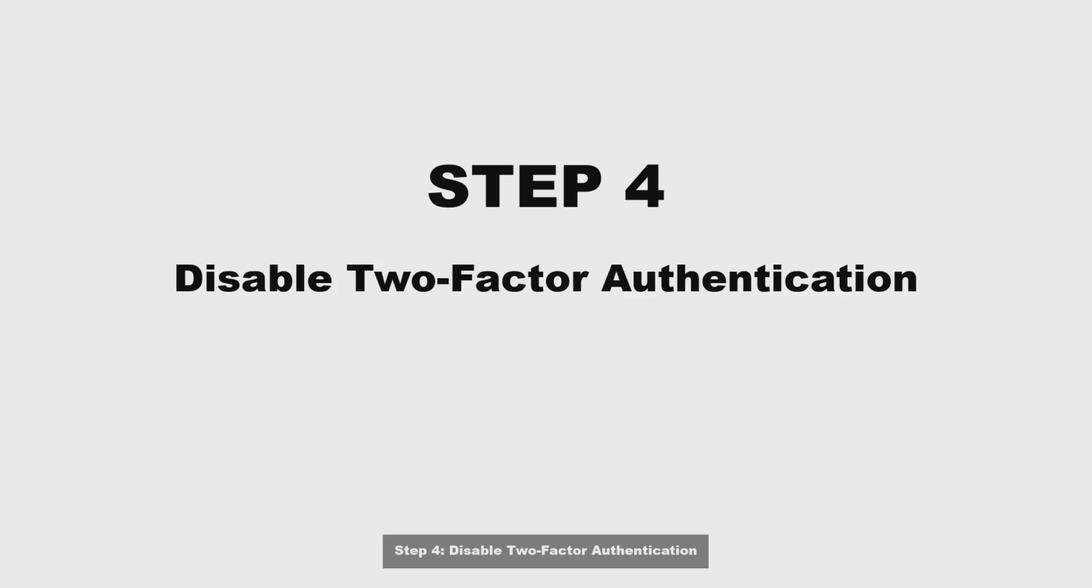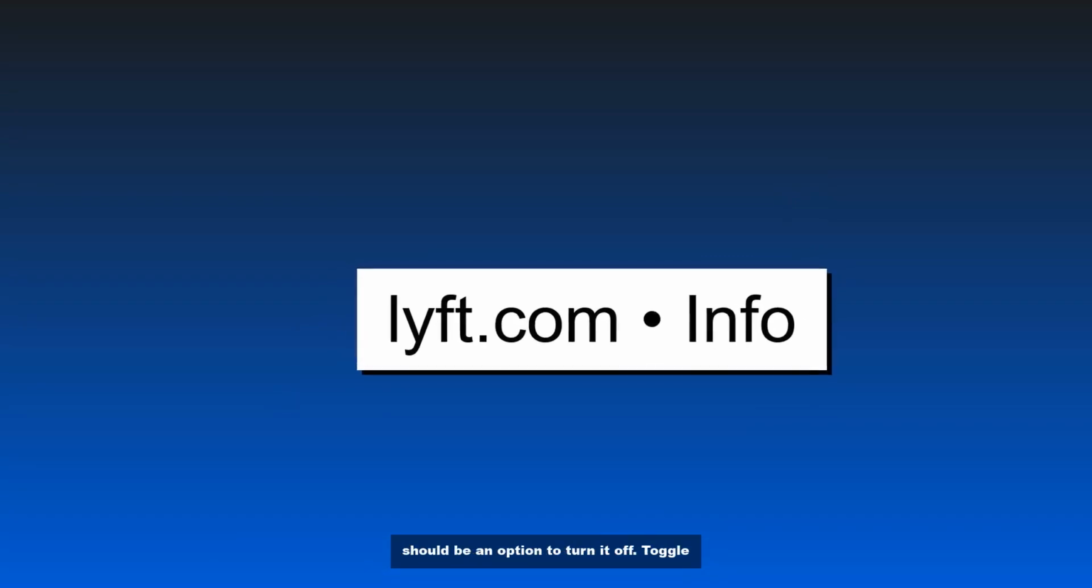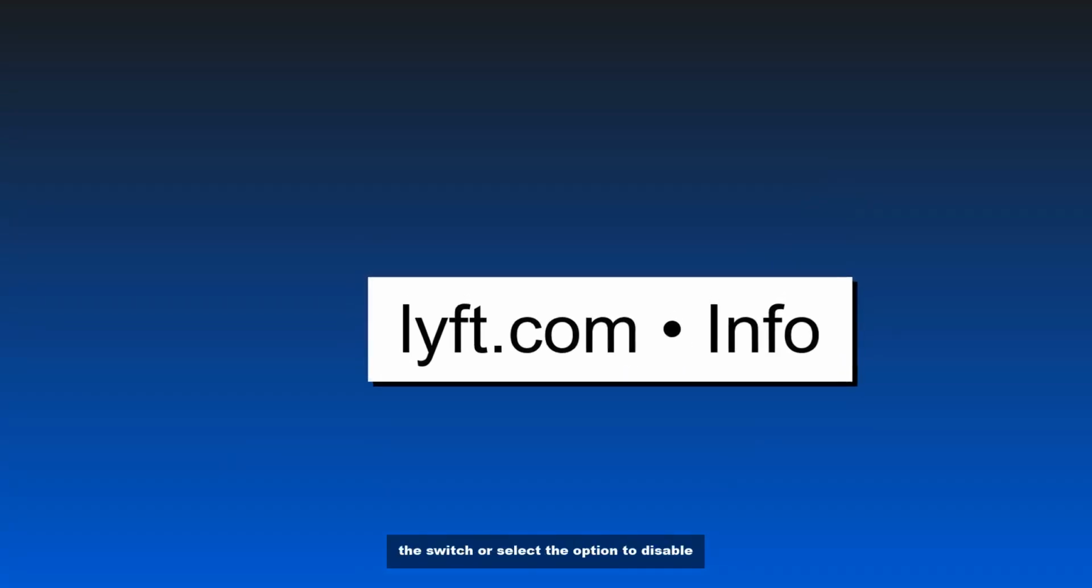Step 4. Disable two-factor authentication. Once in the Security settings, locate the two-factor authentication feature. There should be an option to turn it off. Toggle the switch or select the option to disable it.